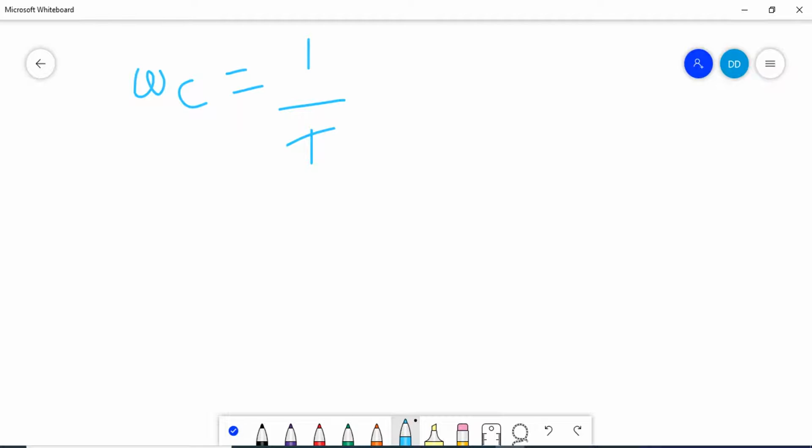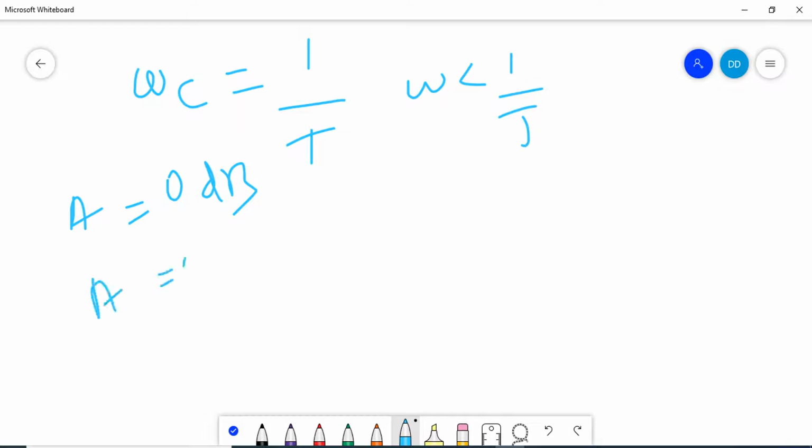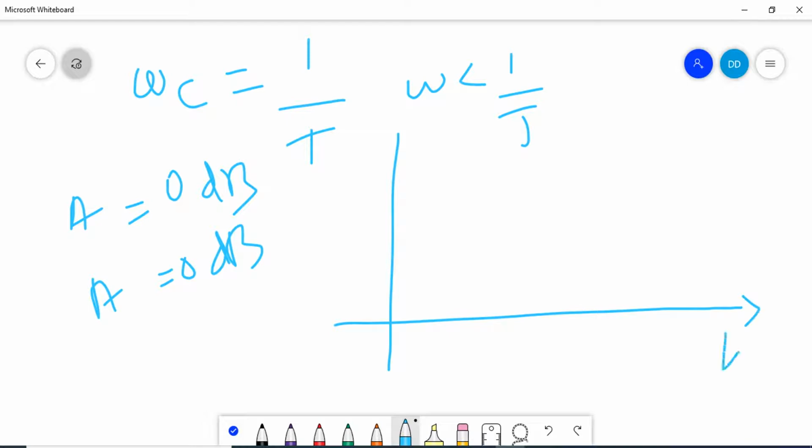So at low frequency, the log magnitude is 0 dB. When the frequency is less than 1 by T, again our magnitude is 0 dB. After that, we have a straight line of slope minus 20 dB per decade. So we can draw the magnitude plot. This is log omega, and this is our magnitude, which is in decibels.